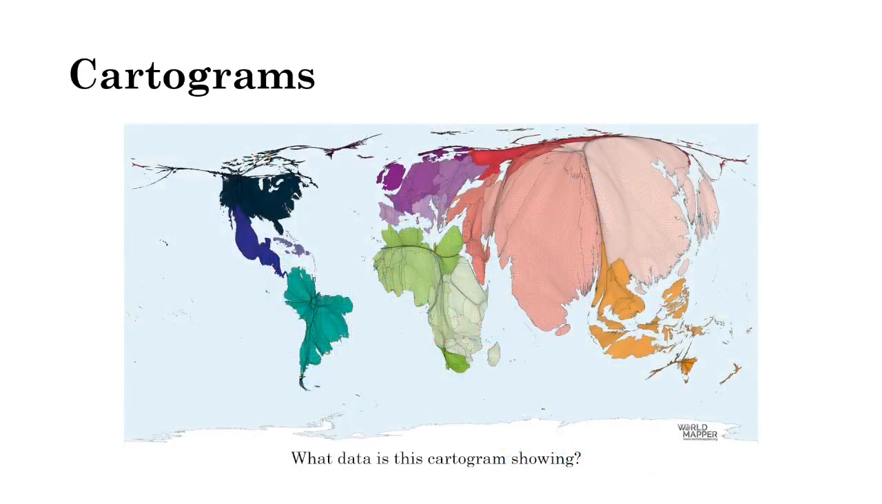This is another cartogram, and it's very distorted. Look how pinched South America is, and look how bloated Asia is, the India and China area. So what data do you think this cartogram is showing? I think, and I know, that it's the world population, because the world population is the greatest in India and China.